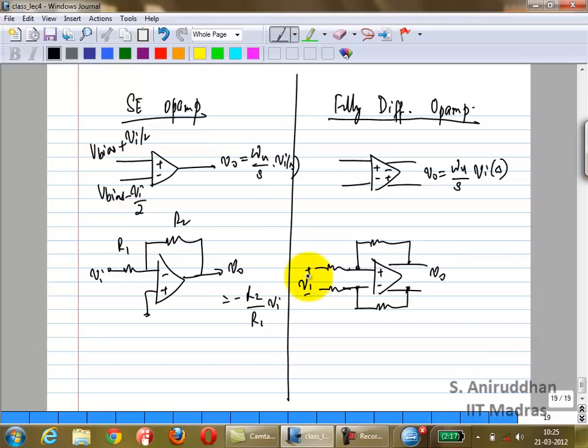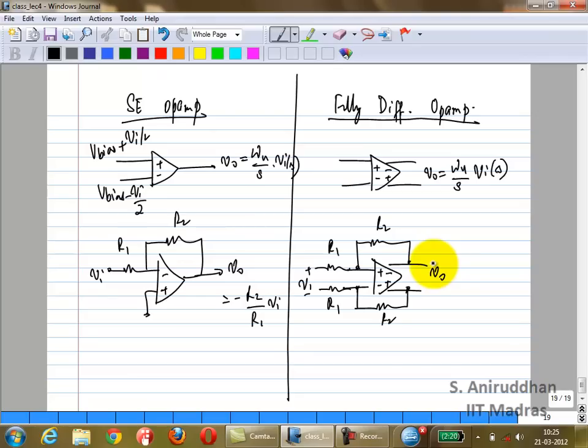Except now to make sure you're giving negative feedback, you need to make sure that you are feeding back from the negative output to the positive output and vice versa. Correct? Is that clear? Okay. So this is R1, the same R2. Okay? Which should be? It is minus R2 over R1. Correct.